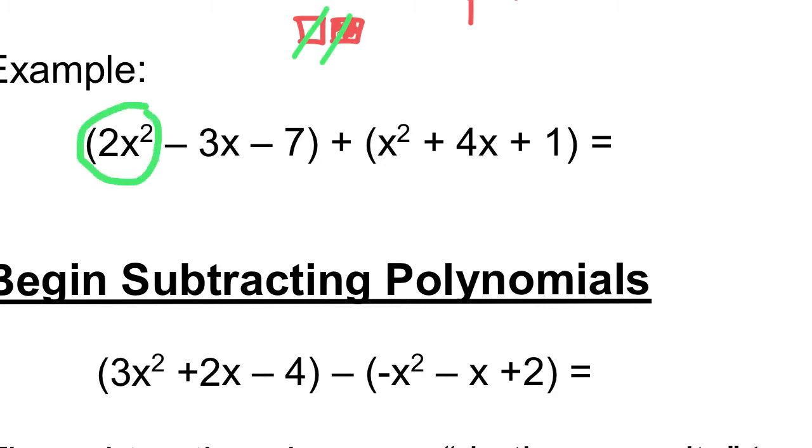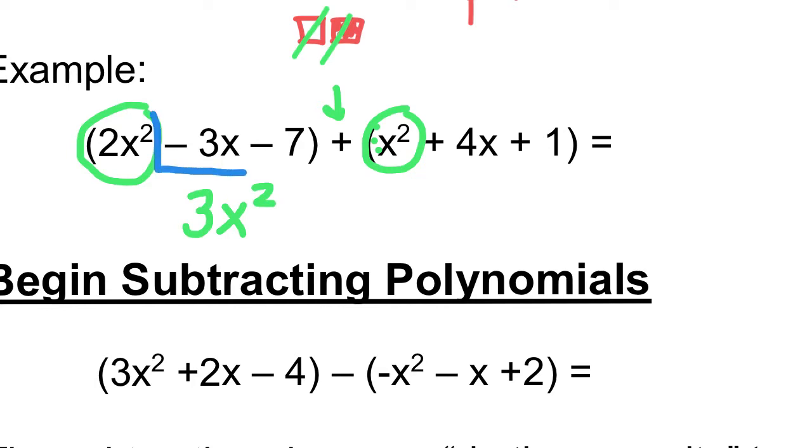subtracting. So please first note that it's adding and look for like terms. We have 2x squared plus x squared. Remember that there's an understood one here. So we add the coefficients to be 3x squared. 2 plus 1 is 3.